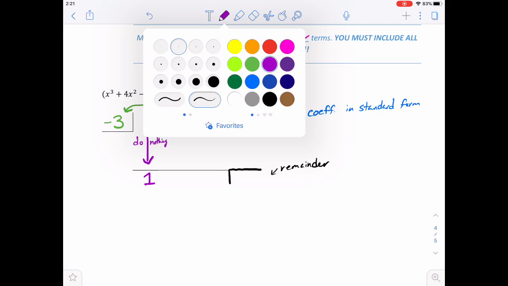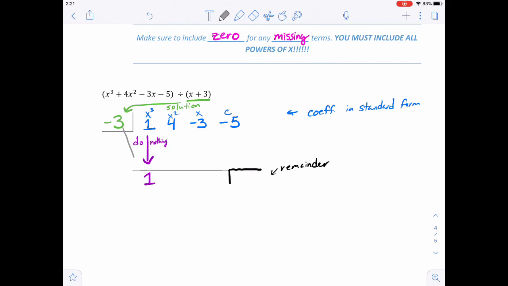Once we get that, we're now going to start a pattern. We're going to multiply negative 3 times the number down here. Negative 3 times 1 is negative 3. Then we're going to add: 4 plus negative 3 is 1.